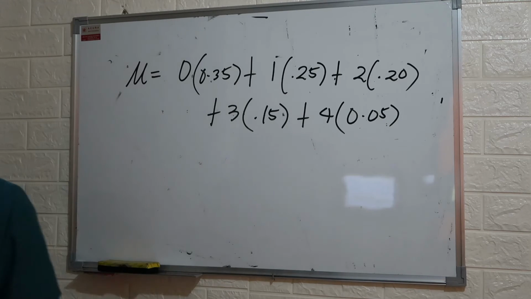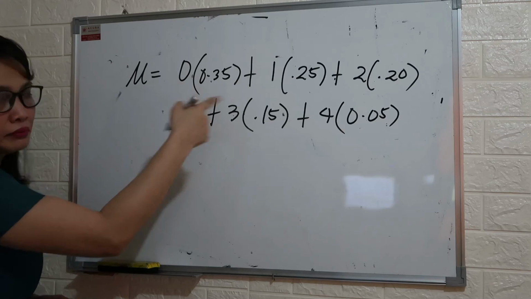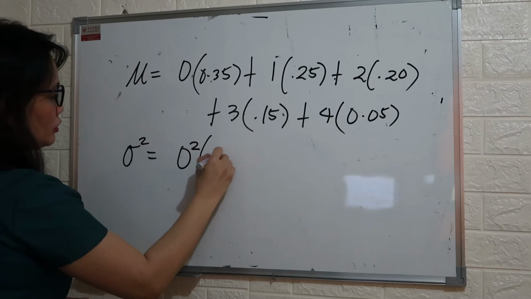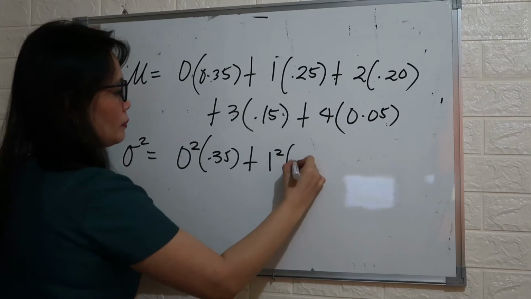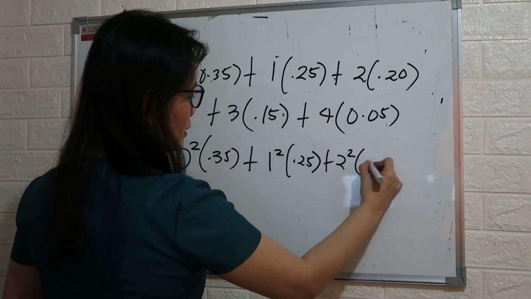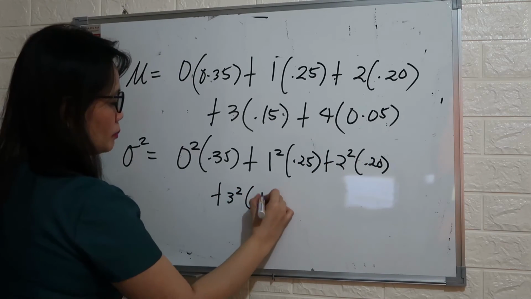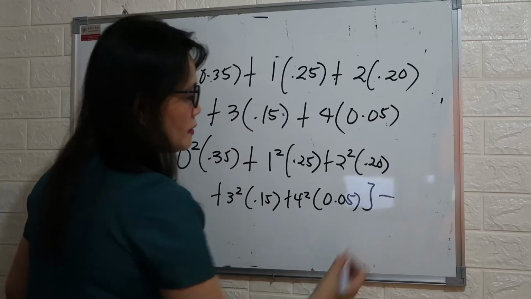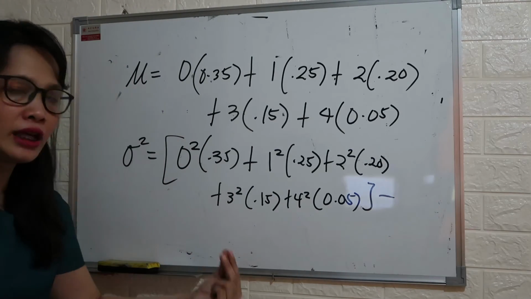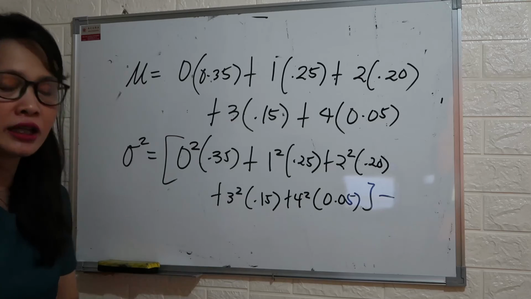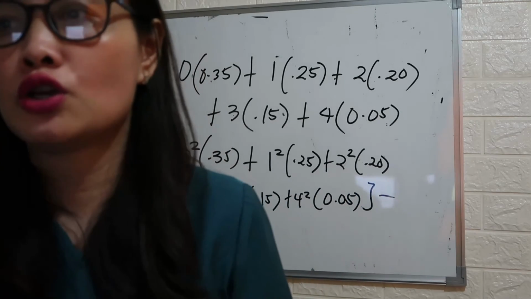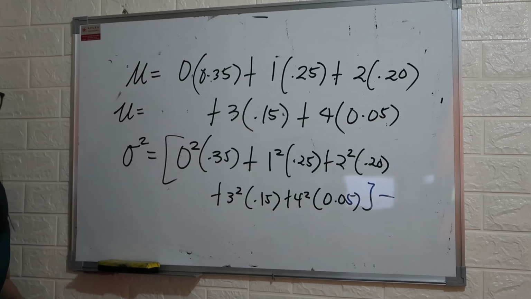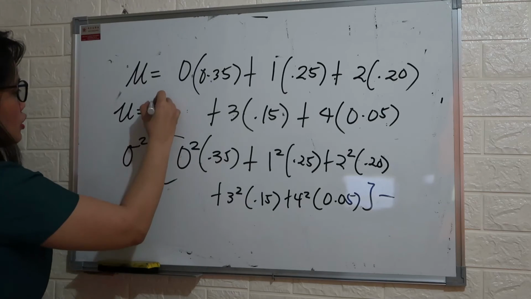Now, next, what about the variance? How do you solve for the variance? To solve for the variance, just simply square your values. That will become 0 squared multiplied by 0.35 plus 1 squared multiplied by 0.25 plus 2 squared multiplied by 0.20 plus 3 squared multiplied by 0.15 plus 4 squared multiplied by 0.05, and then subtract your mean squared. What is your mean a while ago? 1.3.